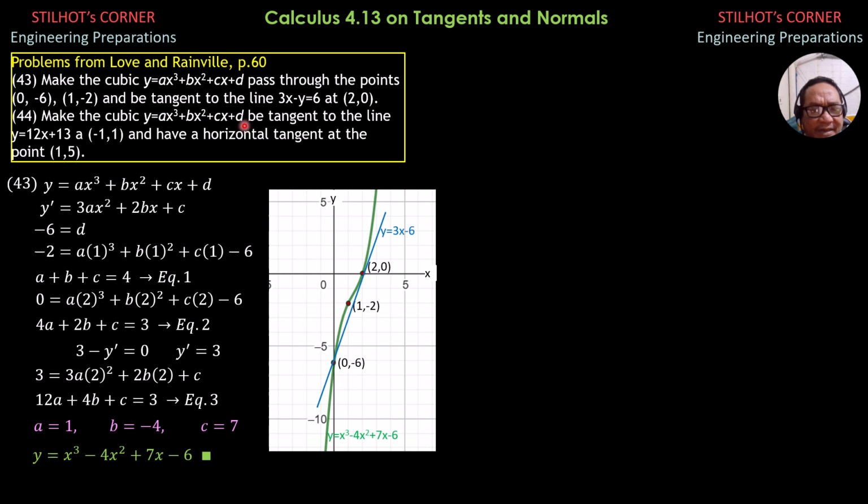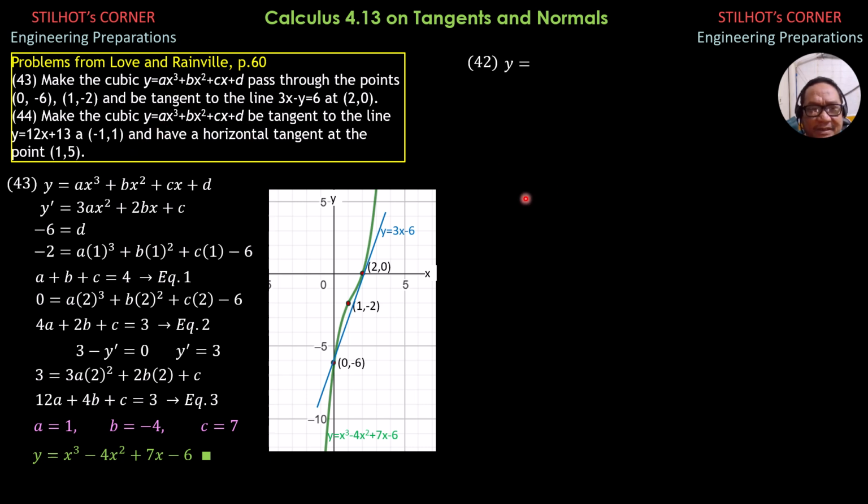Again, there are four unknowns. These are points on the cubic, so that means there are two conditions here. There is a tangent at this point, another condition, a third condition, and the horizontal tangent at (1, 5). That means y prime is 0 at (1, 5). That completes the four conditions in order to solve this problem.